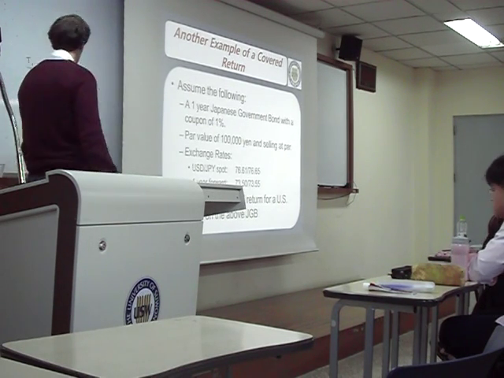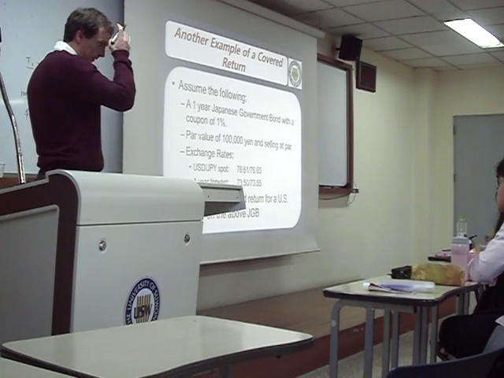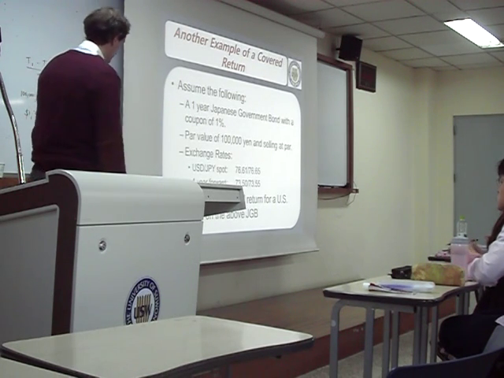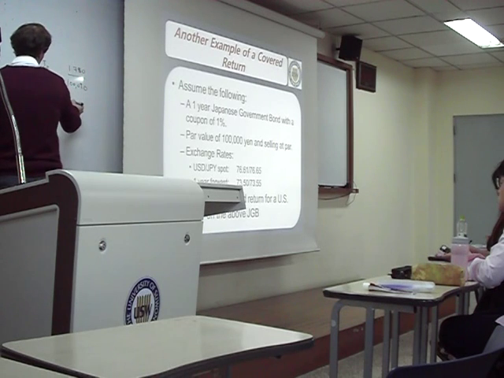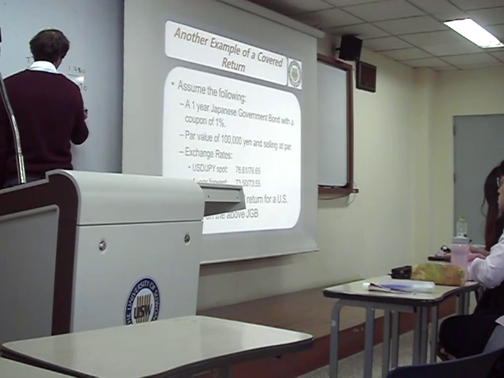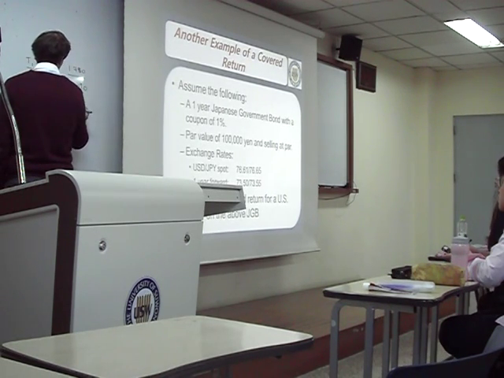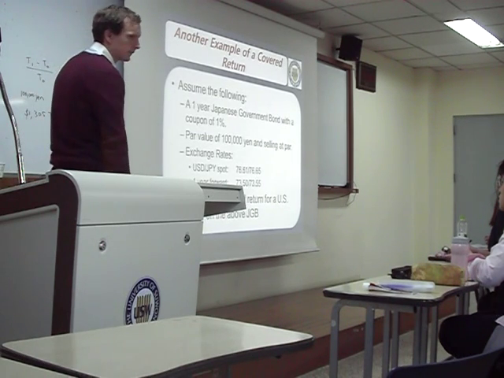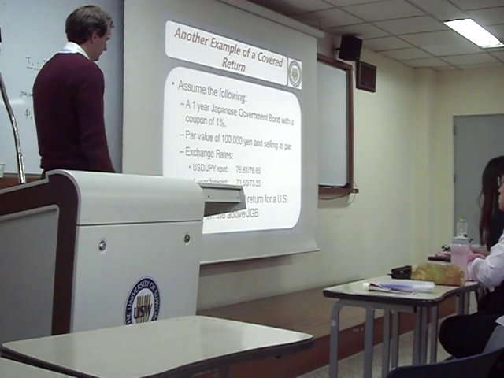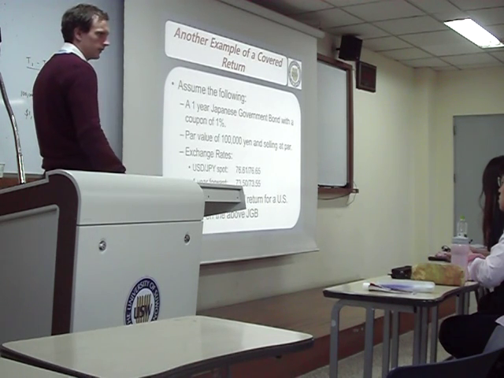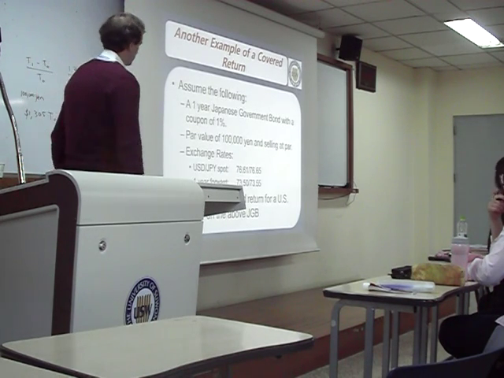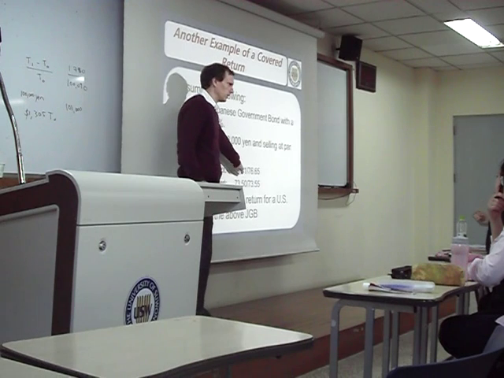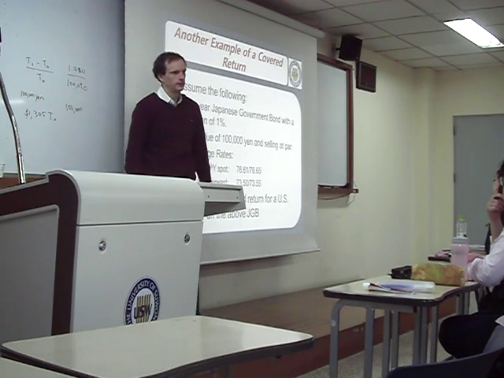Then at the end of the year, what happens? We will get 1% yield, and it will be 101,000 yen. And which one will we use? The one on the left or the one on the right? On the right. Why? Quick way, if you're in the test, we used the one on the left the last time, so we use the one on the right this time, right?